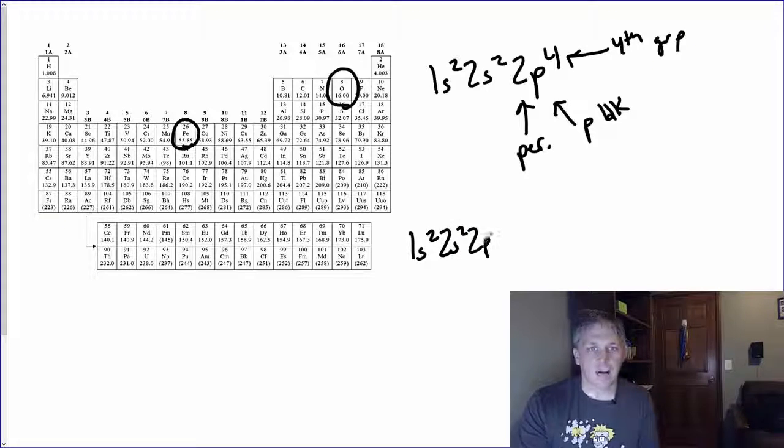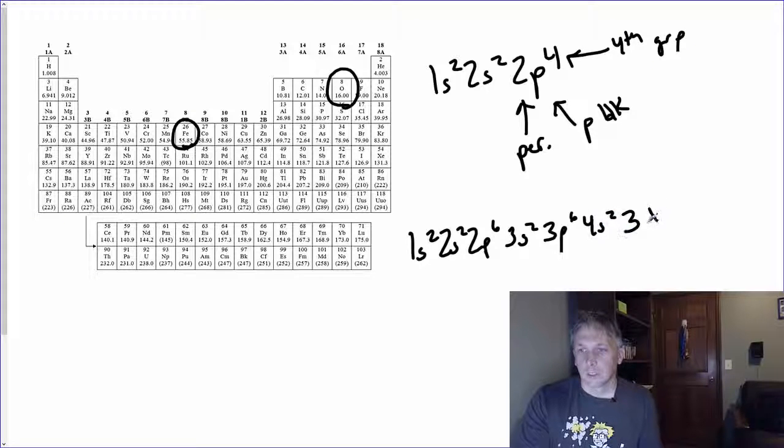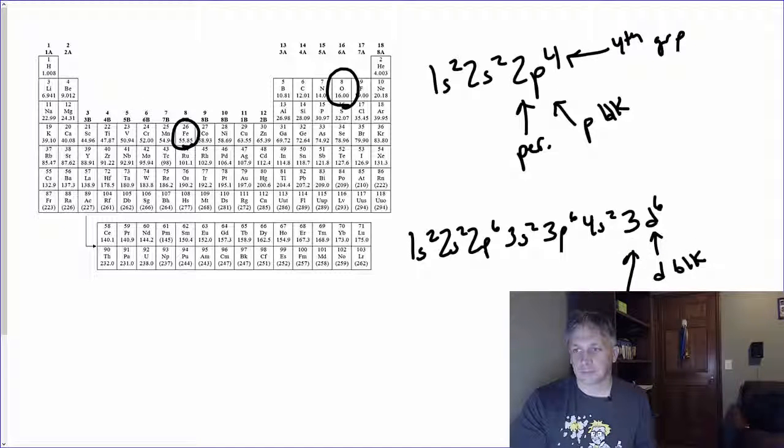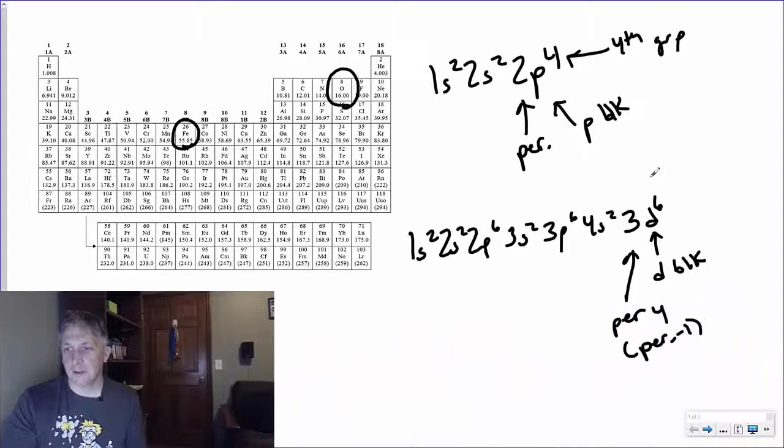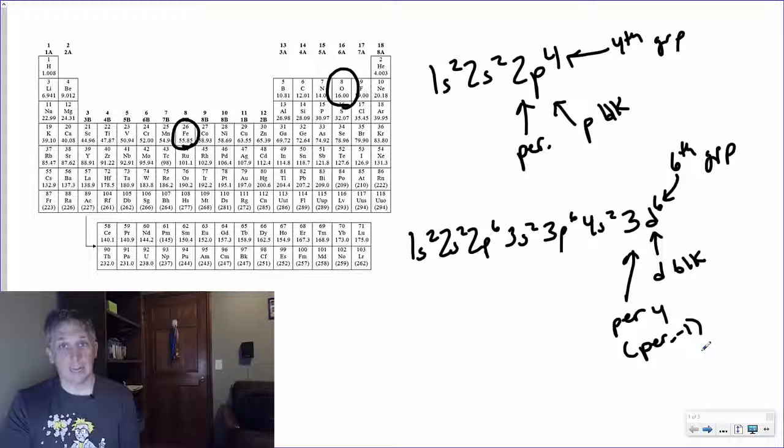We'll look at iron. So its configuration is 1s2, 2s2, 2p6, 3s2, 3p6, 4s2, 3d6. So if you look at what its configuration ends with, it's in the D block and it ends in 3D, and it's in period 4. So remember, in the D block, the n is period minus 1, and it's in the 6th group of the D block, and it ends in D6.